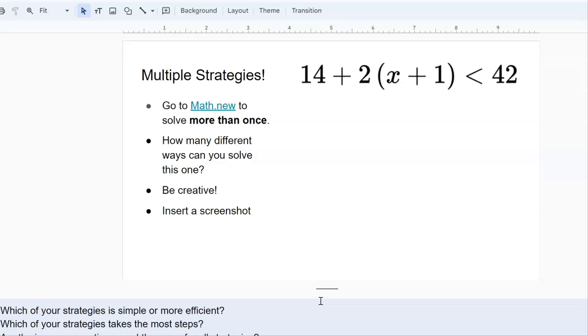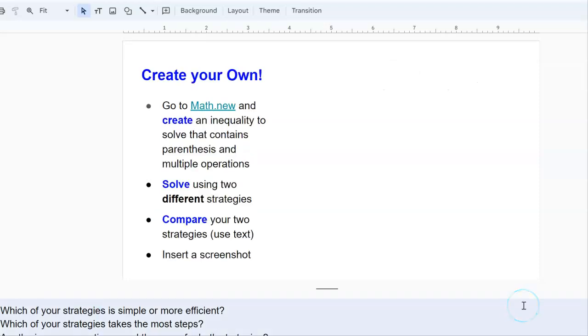Now, here's one where there are multiple strategies. I'm asking them to come up with as many as possible. So let's see what they can come up with. There's at least 3 we've done so far. They could do all 3 of those methods on this particular problem. See if they can come up with something else. I don't know. And then finally, they're going to be creative.